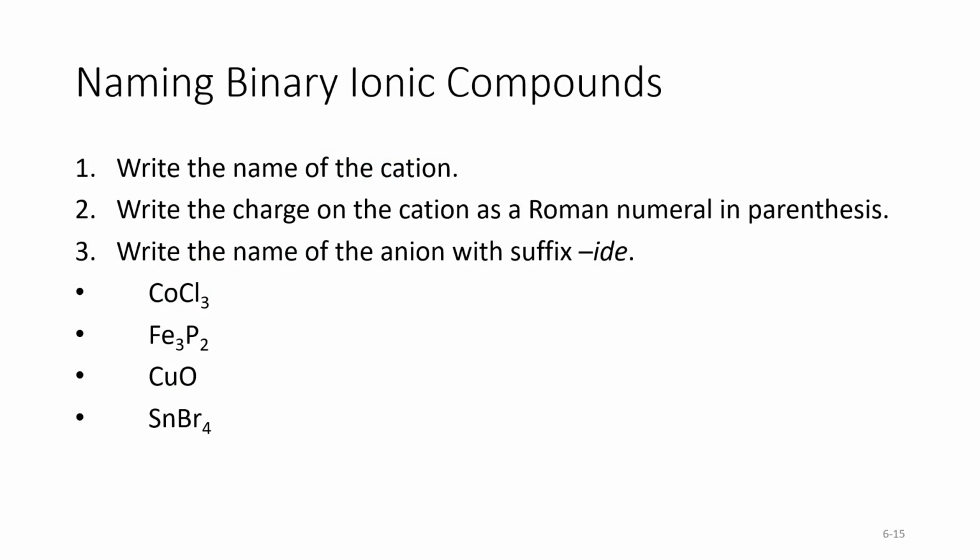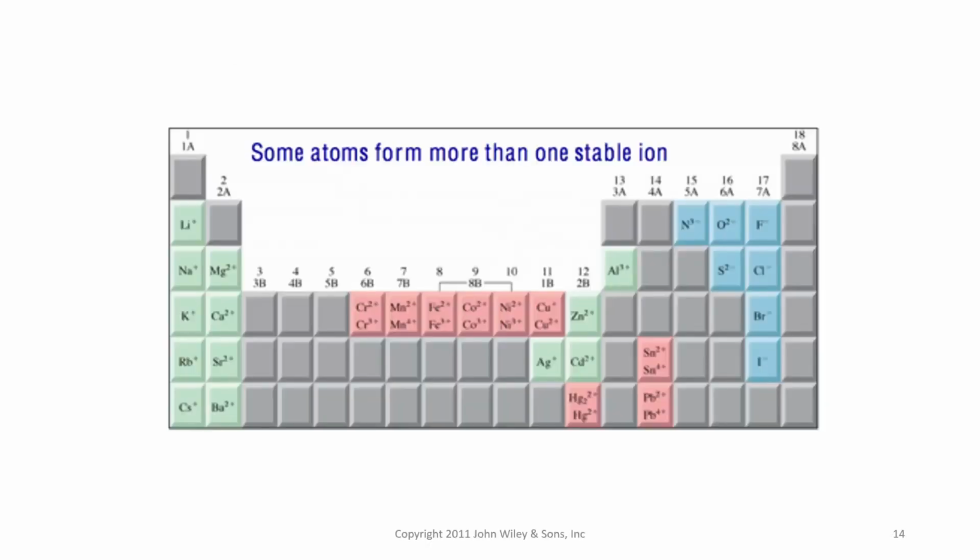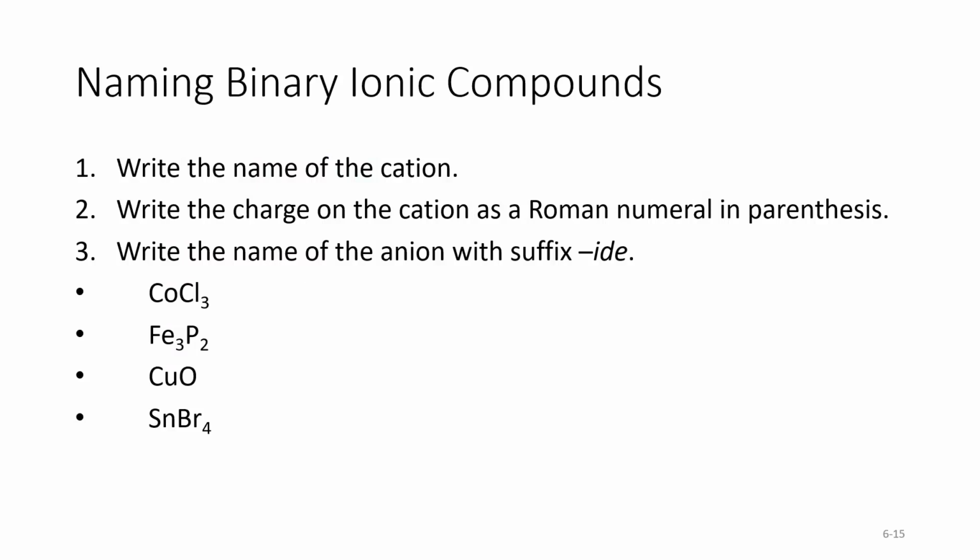So if we want to name binary ionic compounds with cations that can form more than one stable charge, we write the name of the cation, write the charge on the cation as a Roman numeral in parentheses, and then write the name of the anion with the suffix IDE. Cobalt is one of those identified as having two different forms, so we have to figure out what form we're dealing with. So cobalt, and we have Cl3.